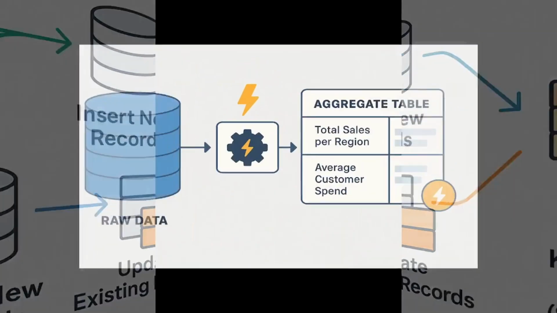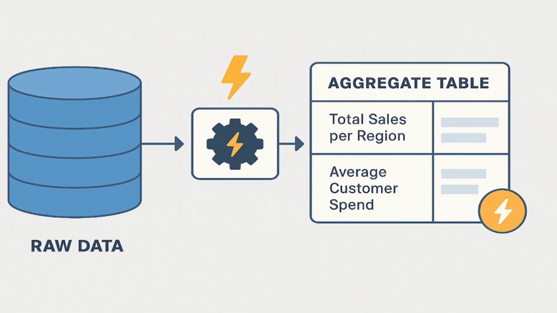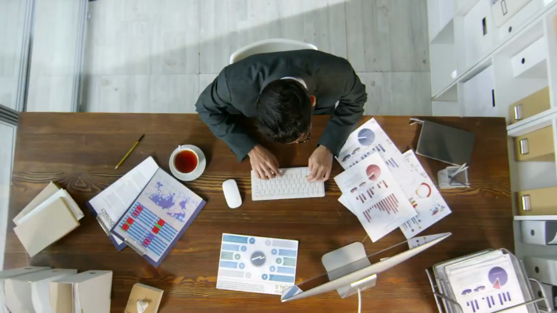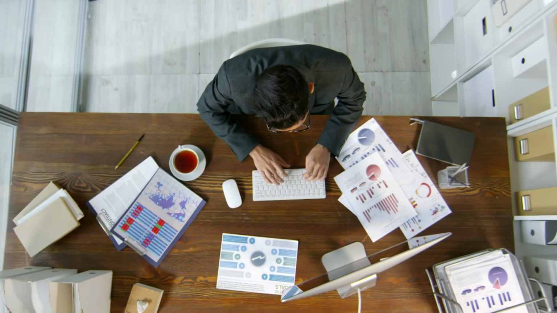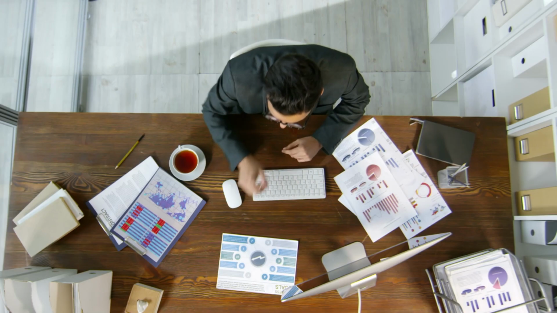And finally, we've got aggregate tables, pre-summarized data that makes dashboards and reports load way faster, like total sales per region or average customer spend. Instead of calculating these numbers on the fly every time, you load them in advance. Smart, right? So there you go. That's the ETL process, from grabbing your data, cleaning it up, and loading it somewhere useful.